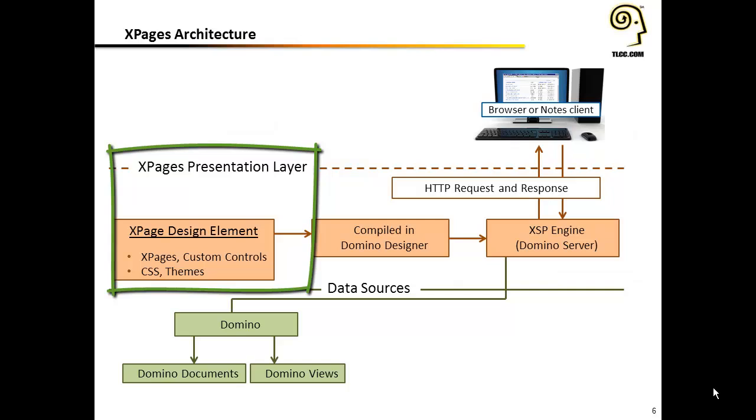If you want to display on an XPage the columns in a view, you first add a Domino view data source to the XPage and then the appropriate XPage control to render the view, like a view panel control or a data view control.